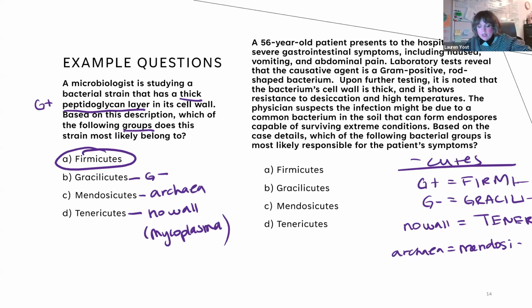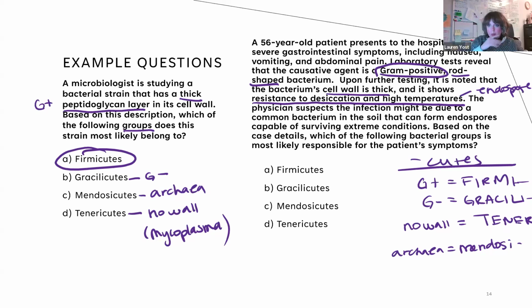All right. A 56-year-old patient presents to the hospital with severe GI symptoms, including nausea, vomiting, and abdominal pain. Laboratory tests revealed that the causative agent is gram-positive. We got a thick wall. It's rod-shaped bacteria, so it's a bacillus shape. Upon further testing, it's noted that the bacteria's wall is thick. Again, gram-positive, thick wall, that tracks. And it shows resistance to desiccation and high temperatures. That suggests that it might be an endospore former.